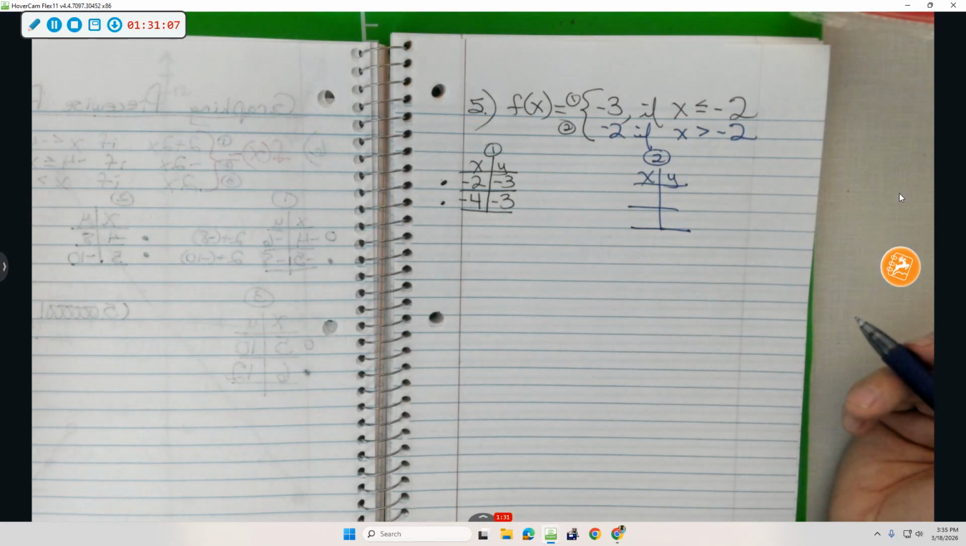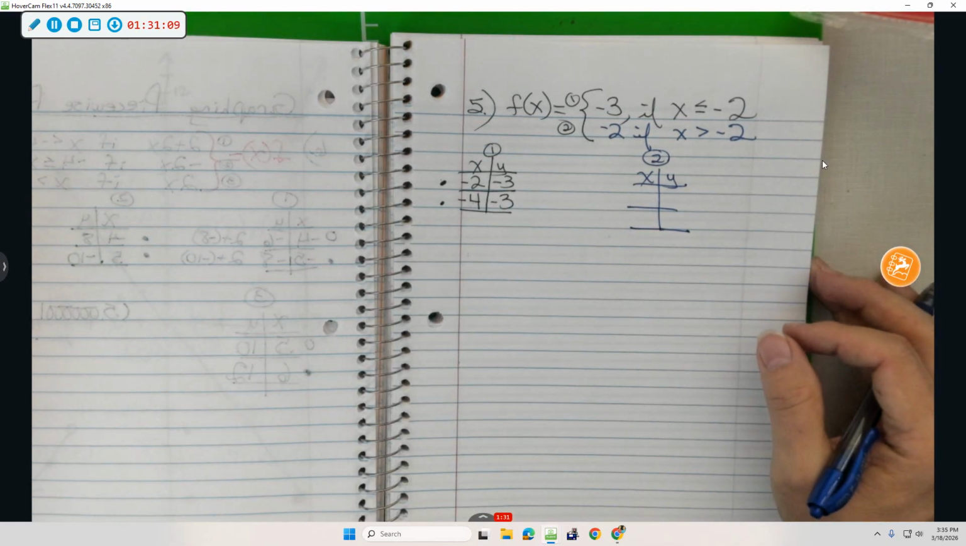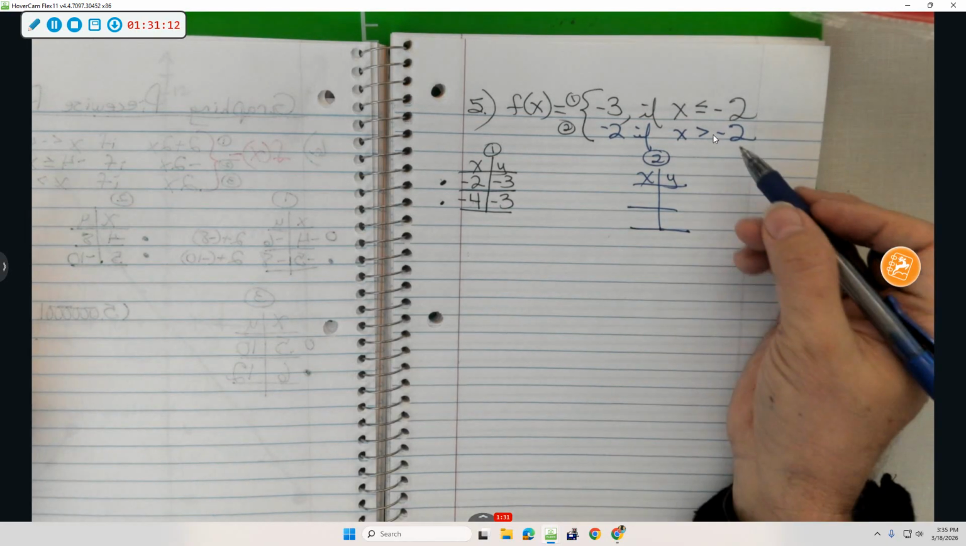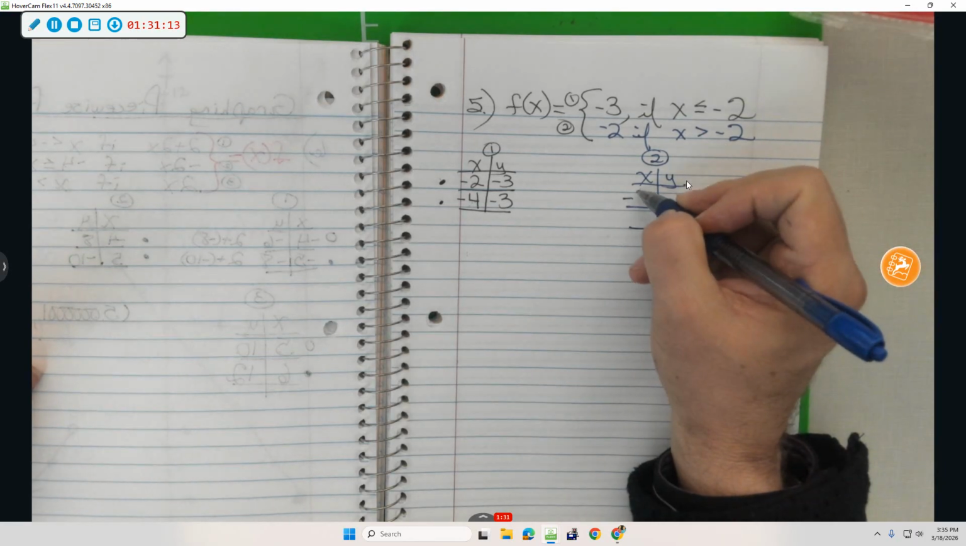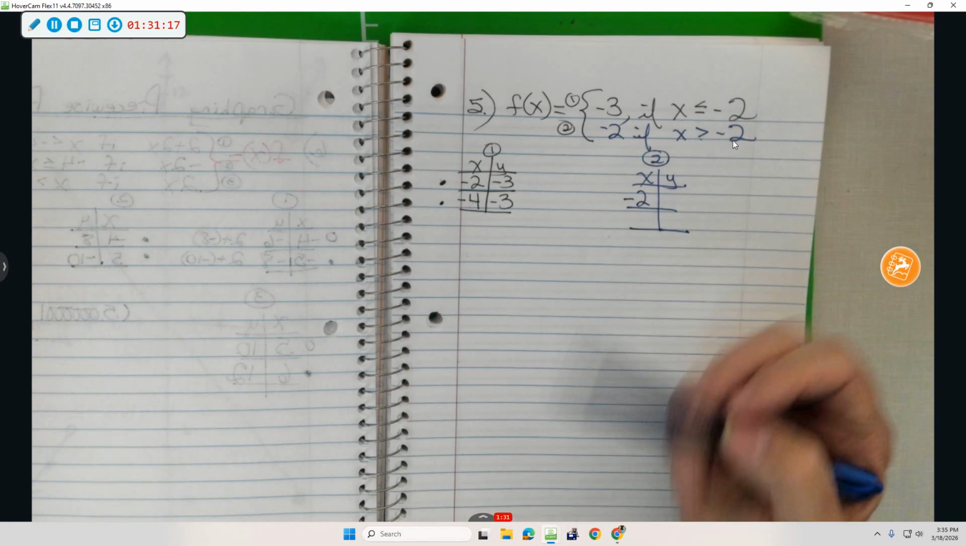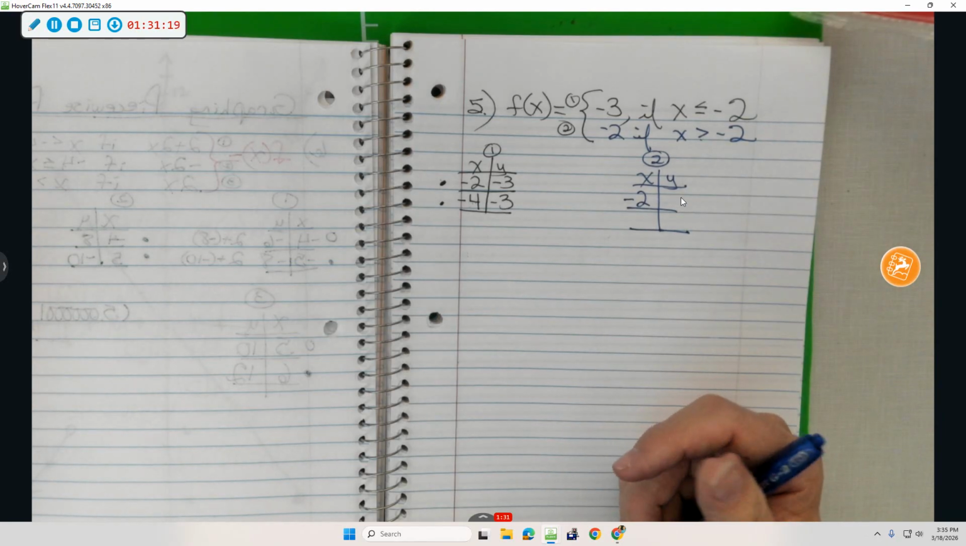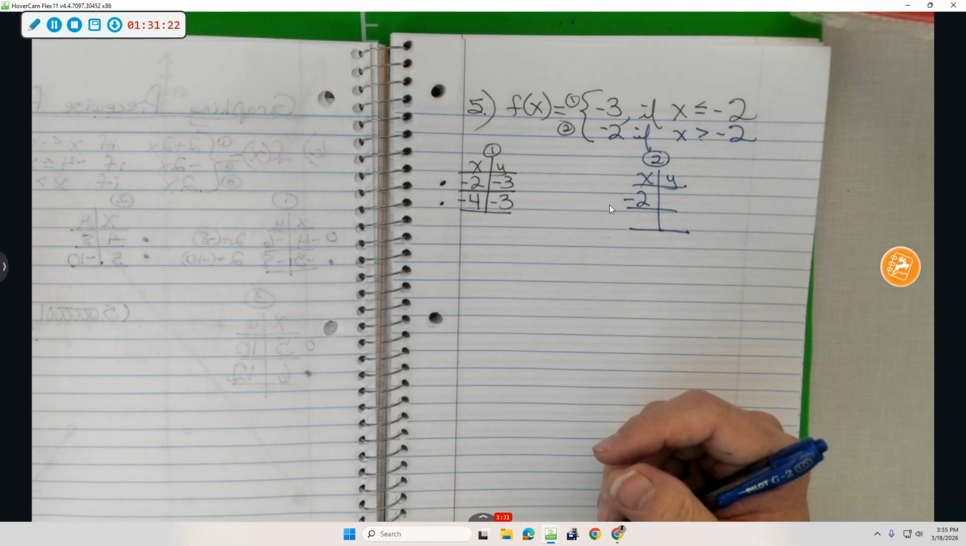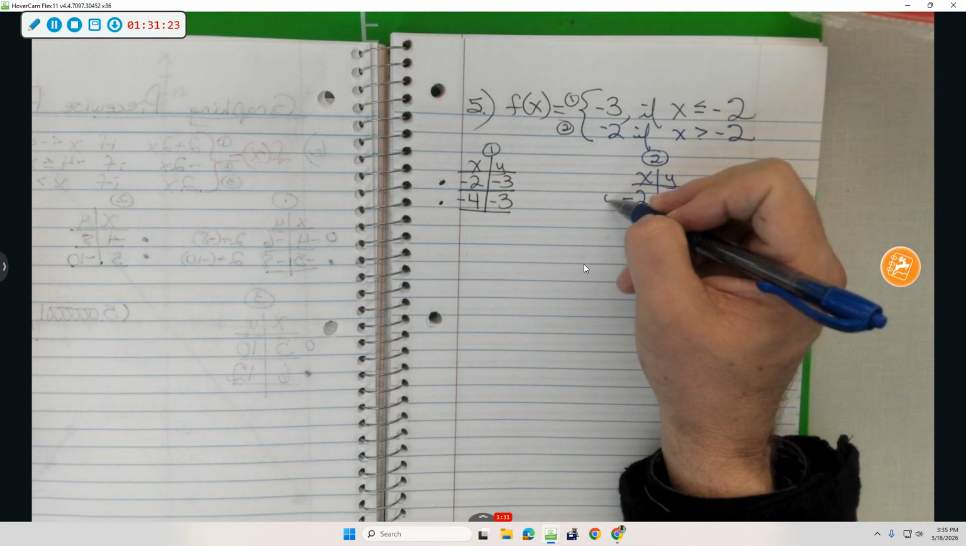What's the first number I must use for x? I have to use negative 2 because it's a cut point. It's there in the inequality. But since there's no equality, what am I going to do? Open or closed? It'll be labeled with an open circle.